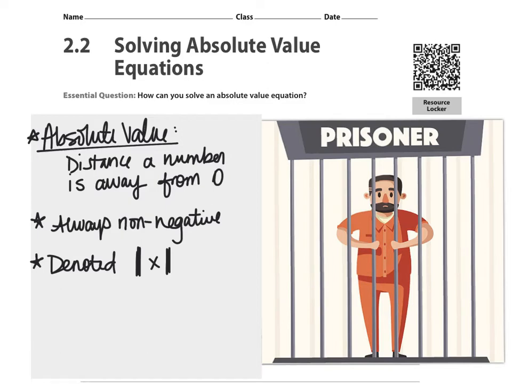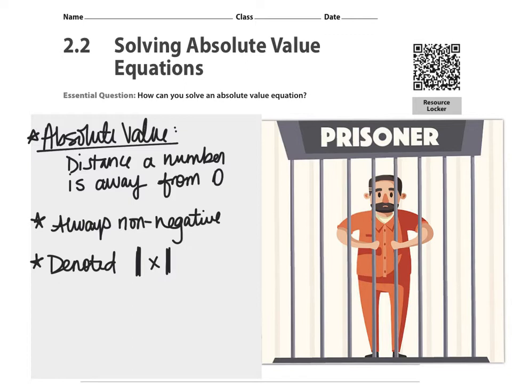All right, so we're going to work on solving absolute value equations in this lesson. I just want to remind you that absolute value is the distance a number is away from 0. Because absolute value is distance, it's always non-negative. So you can be 0 steps away from 0 or a positive number of steps, but you can't be a negative number of steps away from 0.